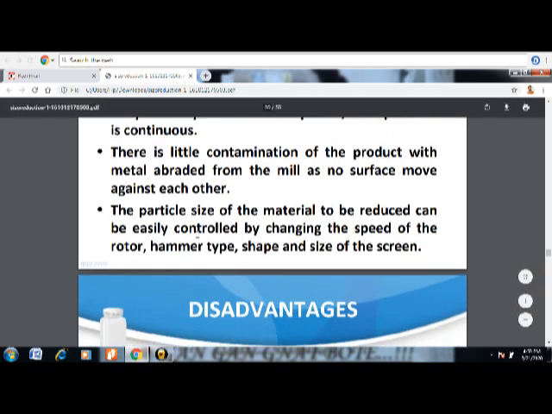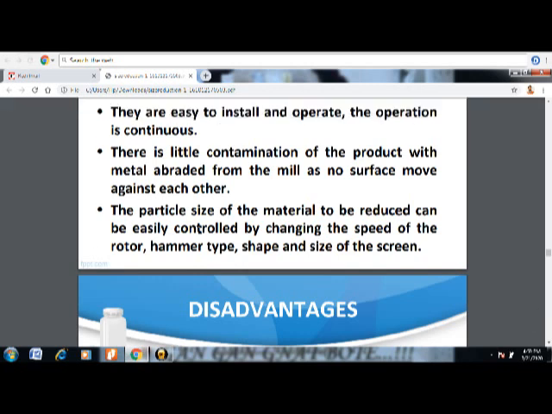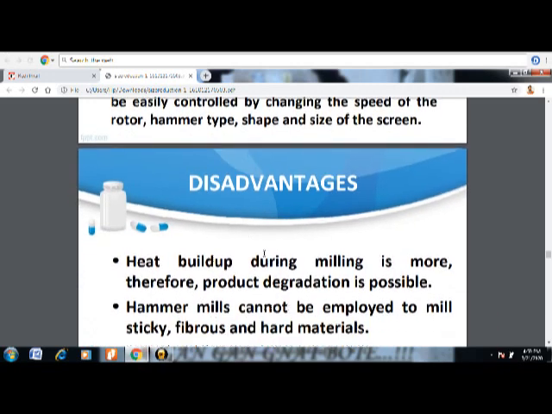And the next advantage is that you can change whatever you want. You can change the speed of the hammer mill, you can change the type of the hammer. If you want beaters, you can use beaters also; if you want disintegrators, you can use disintegrators also. You can change the shape of the mill also, you can change the size of the screen also. So changes are possible. It is not that once you fit the machine it is going to operate only like that, that is not the case. You can change all the things here.